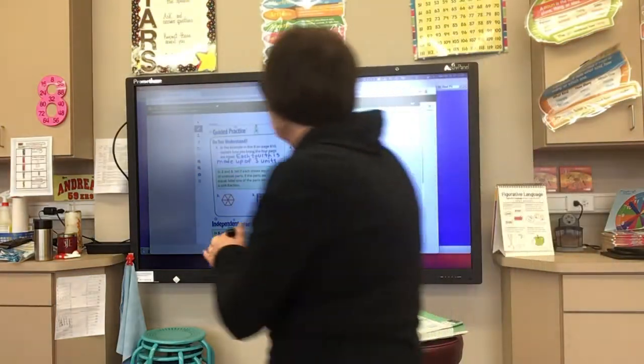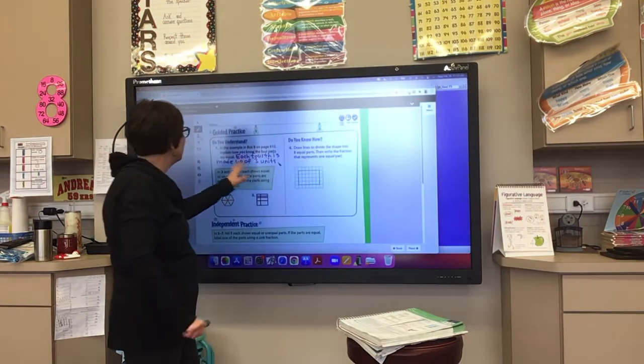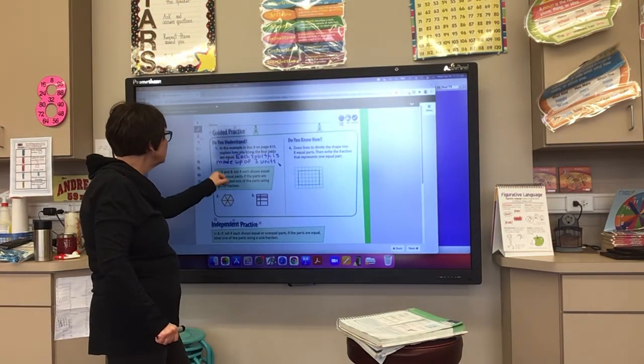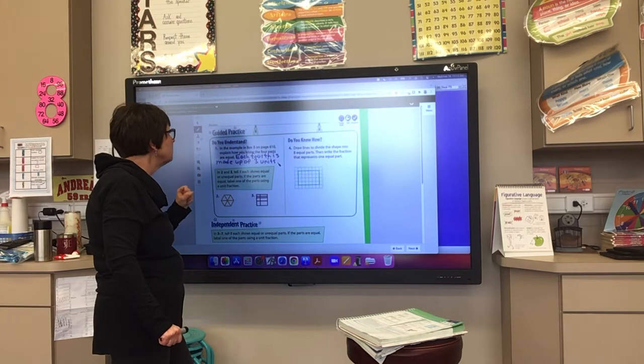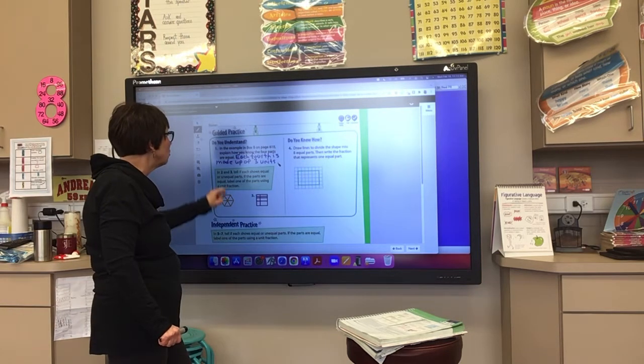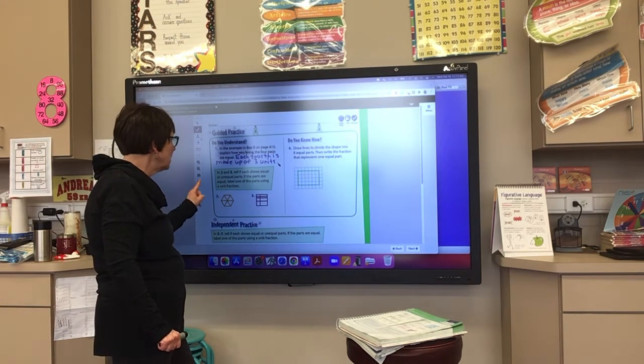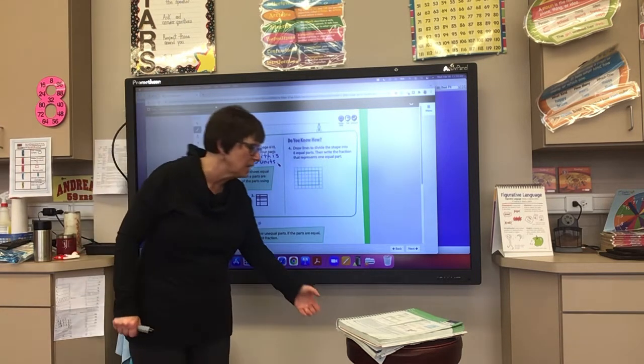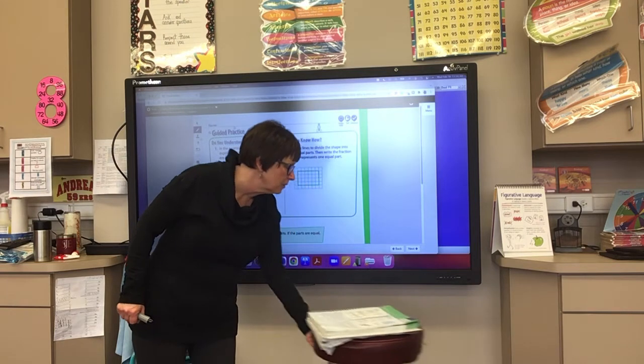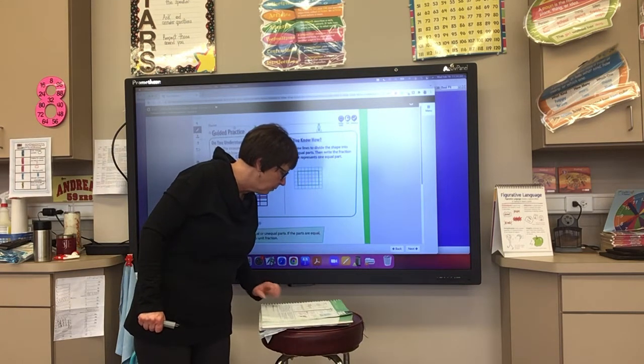So we know that each fourth is made up of 3 units. So now it says in 2 and 3, tell if each shows equal or unequal parts. If the parts are equal, label one of the parts using a unit fraction. So let's look at number 2.